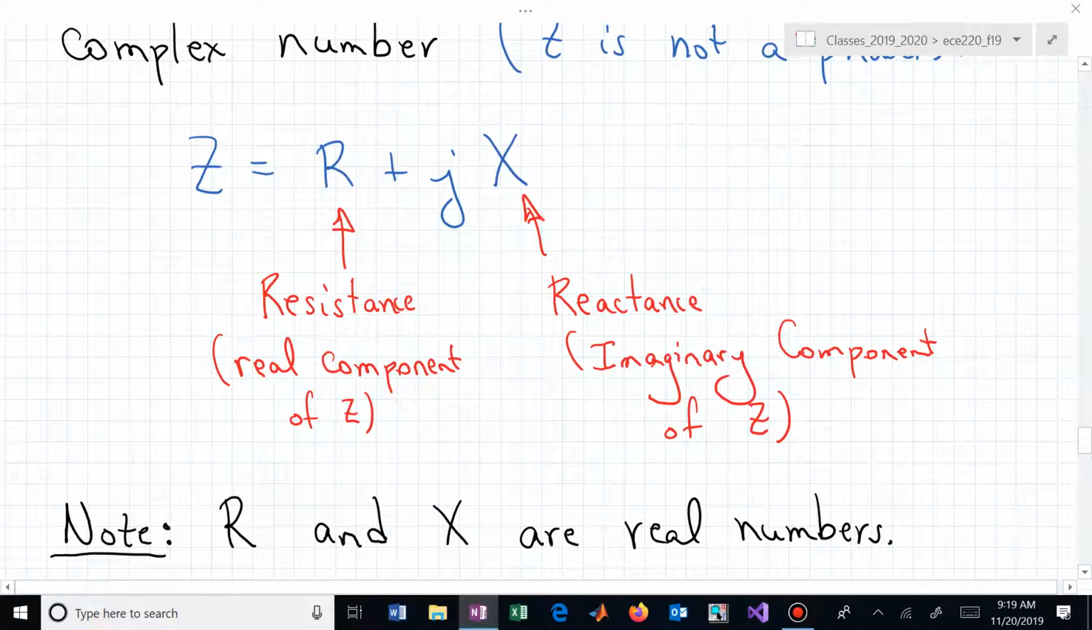We say whatever our resistance is, that's in the real direction. Now our imaginary component is influenced by the inductive nature or capacitive nature of our circuit.